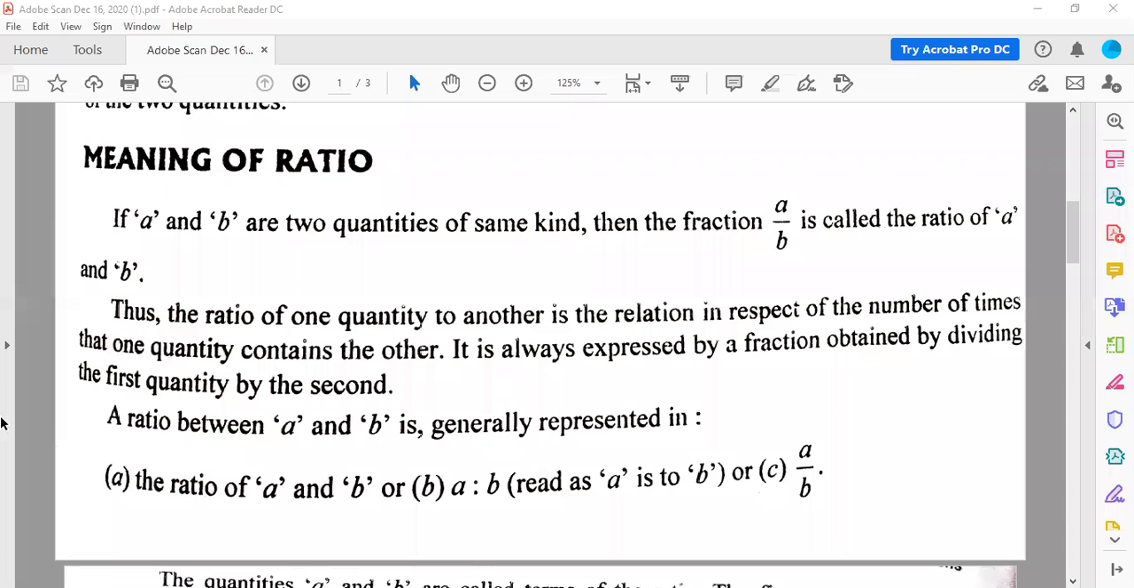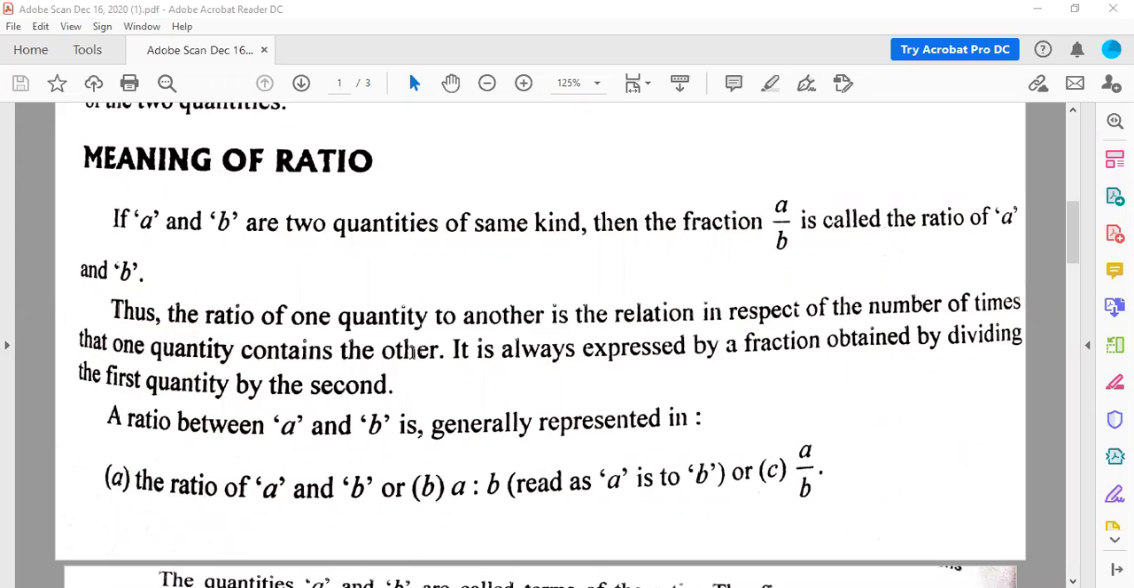We understood the background. Now let us understand the meaning of the ratio. Okay, so meaning of ratio. If A and B are two quantities of the same kind, then the fraction A by B is called the ratio of A and B. So we already understood how it is represented using the formula of the marks of A and B. So if A and B are two quantities of the same kind, the fraction A by B is the ratio. So therefore, ratio of one quantity to the other. We are comparing two things here.